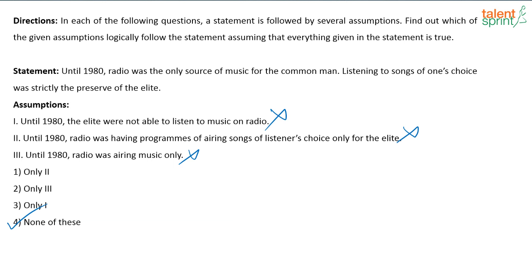Okay. See, in such questions, read the options or the assumptions, whatever it be, correctly. That is very important. Think for a second, right? They are saying here, radio was airing music only. So doesn't the radio air anything else? It can also air news. But is there something like that given in the statement? No. Correct? Okay. Next one.